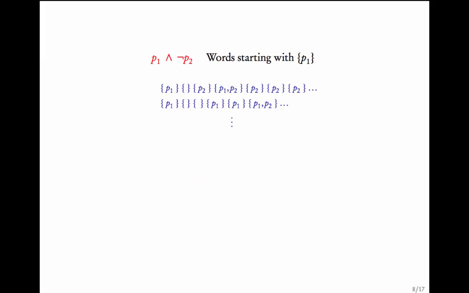Let's move to the next example. Look at this LTL formula P1 and not P2. If you remember the semantics of LTL, these are the words that start with the letter P1. This letter satisfies P1 and it also satisfies not P2. So P1 and not P2 is the set of all words that start with this letter.